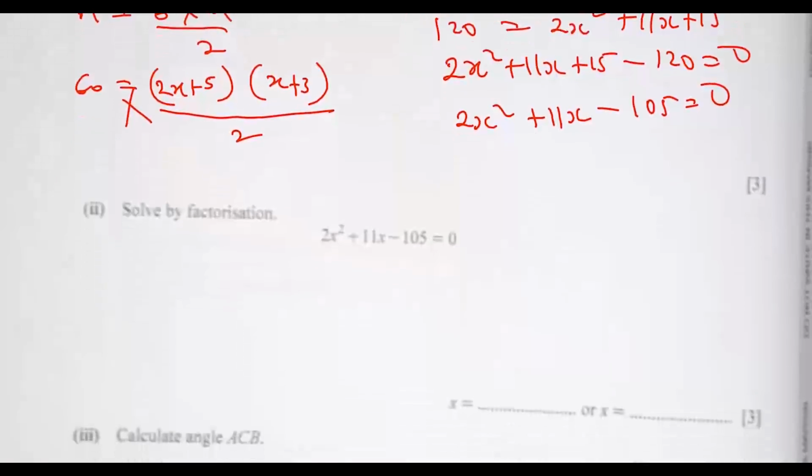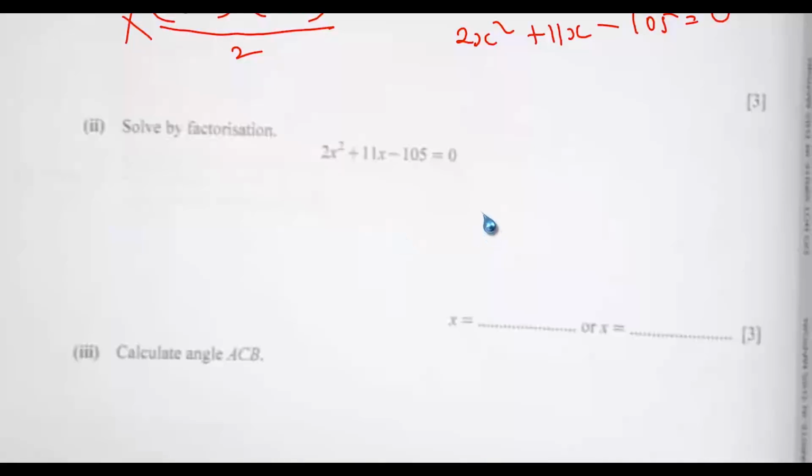Then Roman figure 2, we are asked to solve by factorization. To do this, you need to multiply 2 by 105, which gives us 210. So we need to find factors of 210 such that you can add the pair to get 11x. So this will be 21 and 10. If you say 21x minus 10x, that will give you 11x here. So that means you can use this.